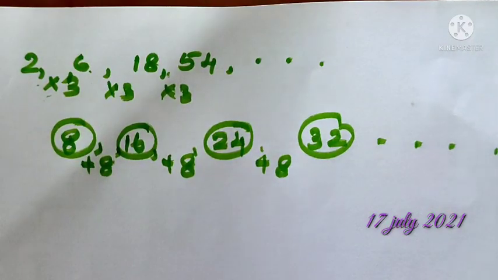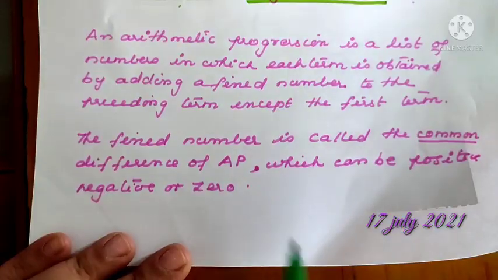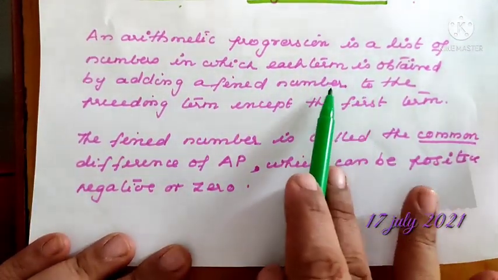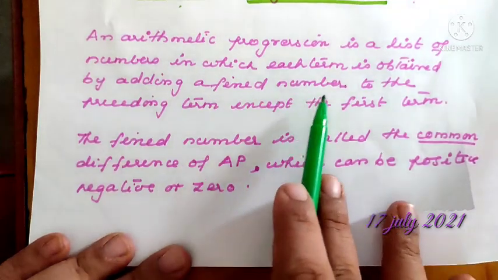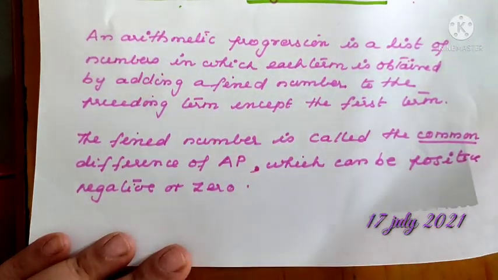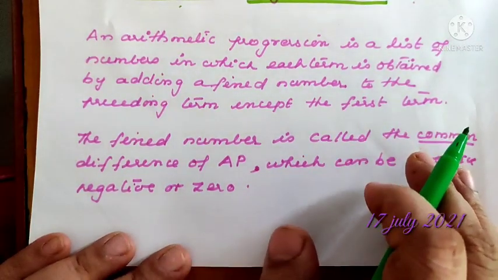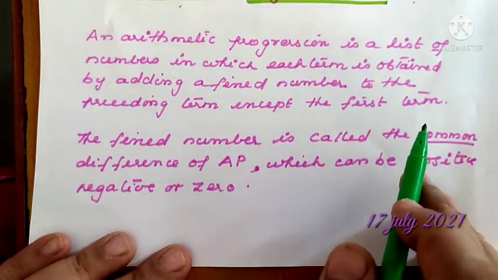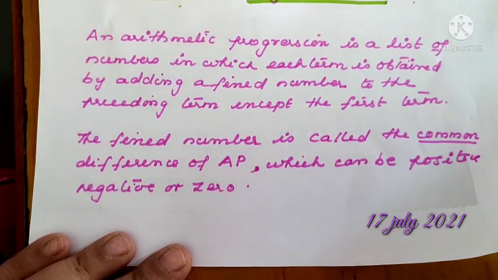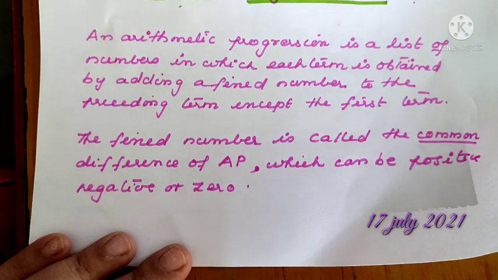Now once again we will see the definition. An arithmetic progression is a list of numbers in which each term is obtained by adding a fixed number to the preceding term except the first term. It might have raised this doubt in your mind: what about the first term, which rule is it following? The first term is not having any rule. From the second term onwards the rule should be followed. It means we need a preceding term, and before the first term we cannot do anything.